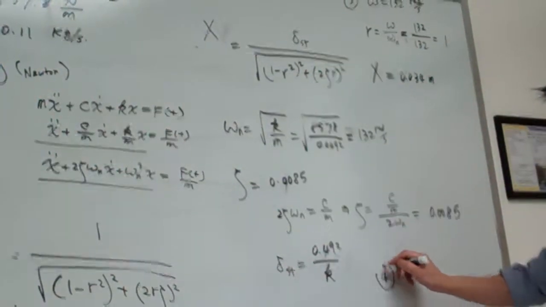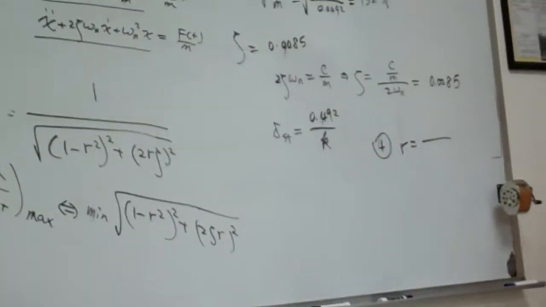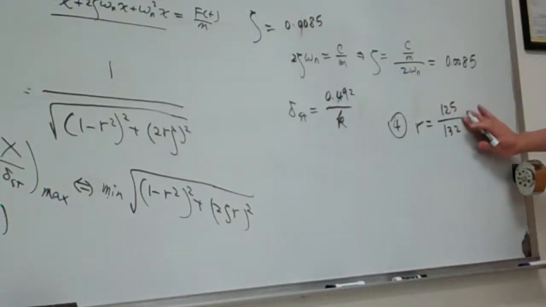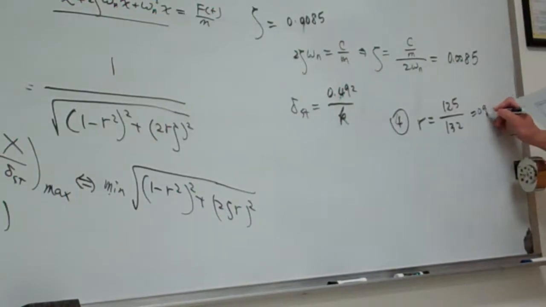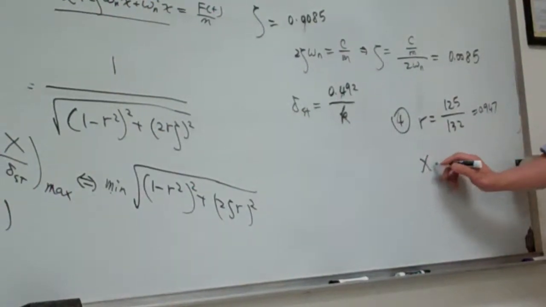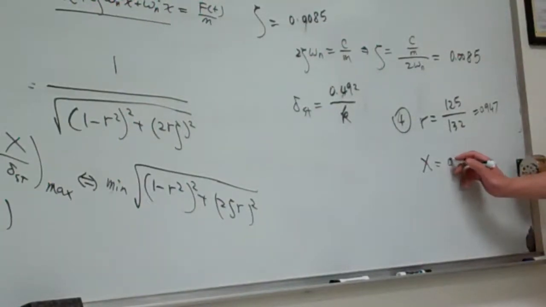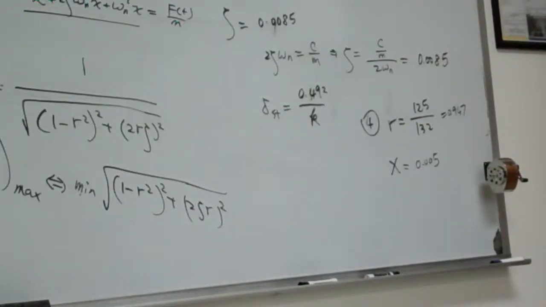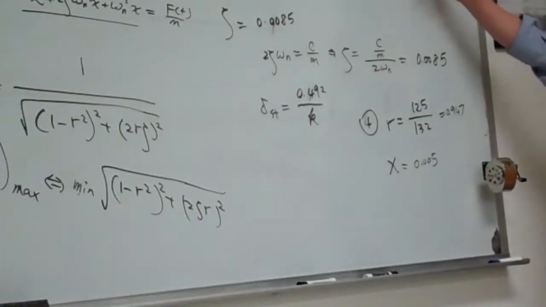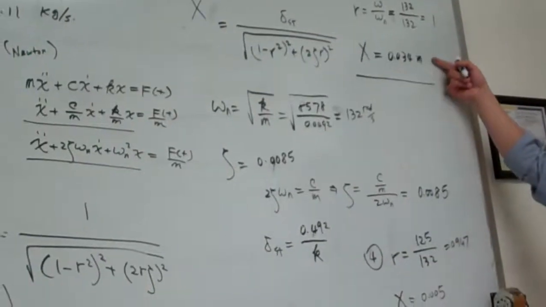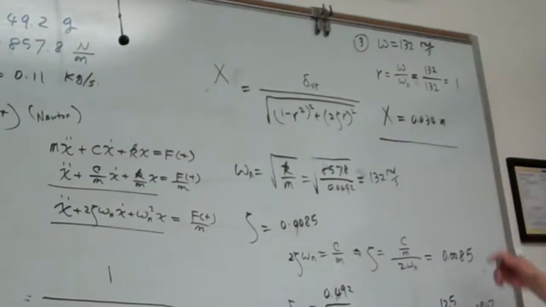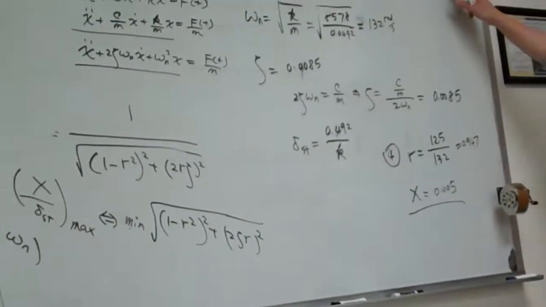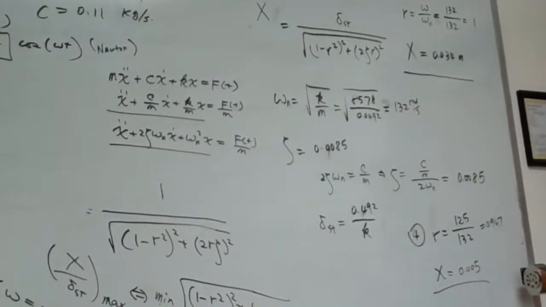Okay, and for the fourth one, we have r equal to, right now omega for the fourth one is 125, divided by 132. So we have this number ready, and that is 0.947. Again, we can quickly plug in here, and then we determine that is 0.005. You good? Okay, so those are the two very quick exercises. When we are at resonance, we have that larger value. When we are a little bit away from resonance, the value is smaller.